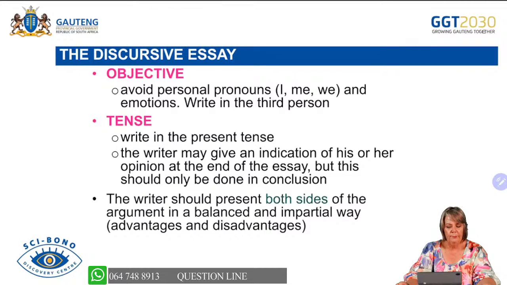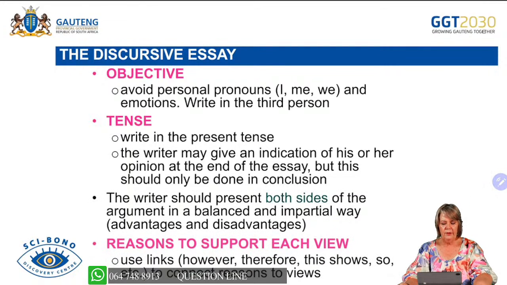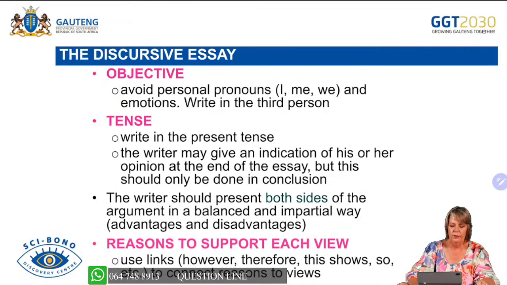The writer should present both sides of the argument in a balanced and impartial way, for example, the advantages and the disadvantages of something. You need to give reasons to support each view. In other words, you need to give links. And for that, you would use words such as however, therefore, this shows, so, etc., to connect reasons to your views.